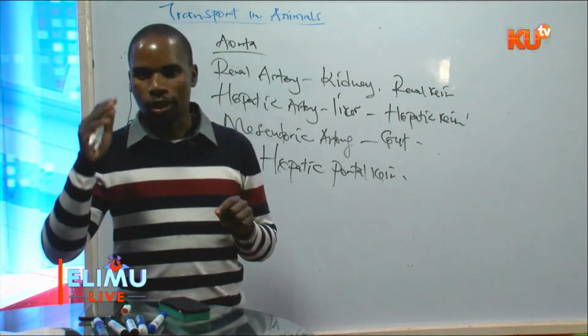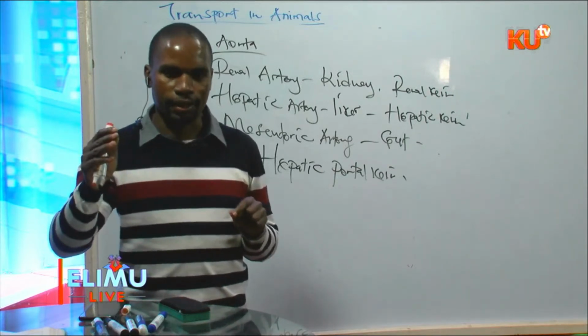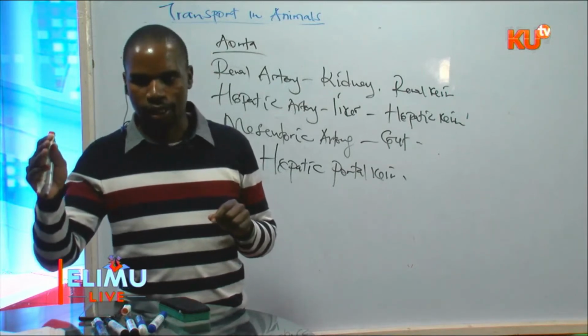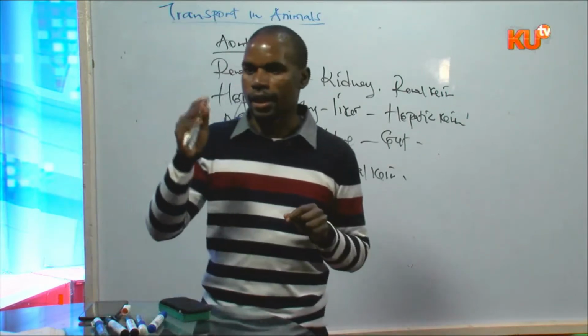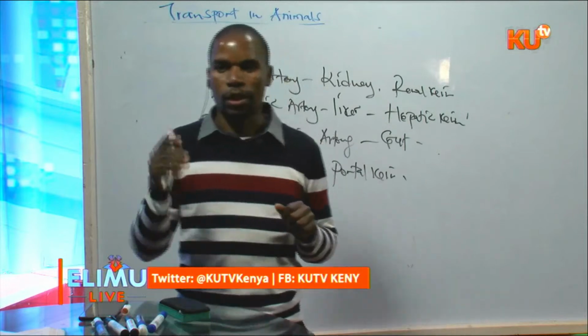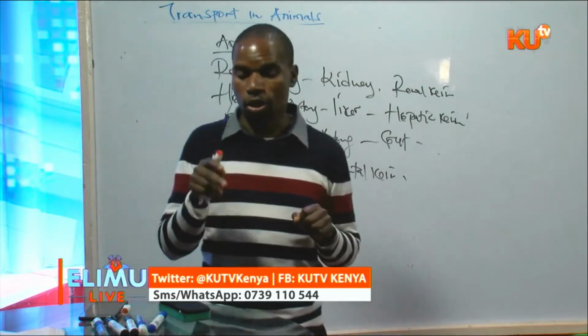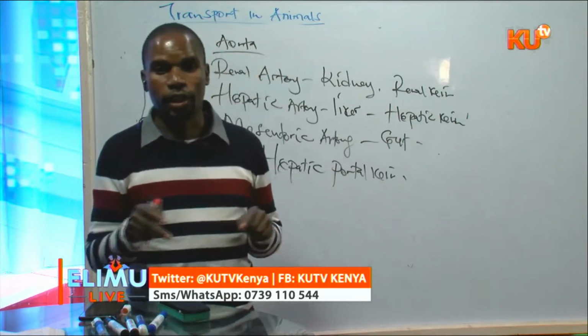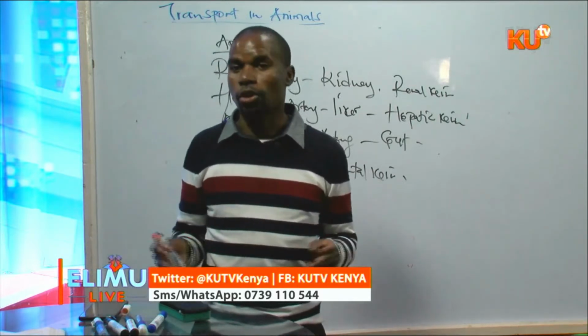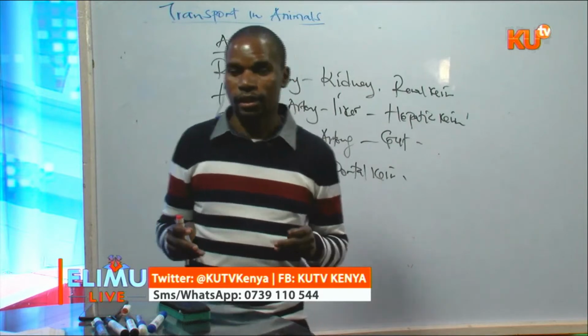I mean, when the upper left atrium is relaxing, the upper right atrium is also relaxing. When the lower left ventricle is relaxing, the lower right ventricle is also relaxing. So that is a process that occurs simultaneously.